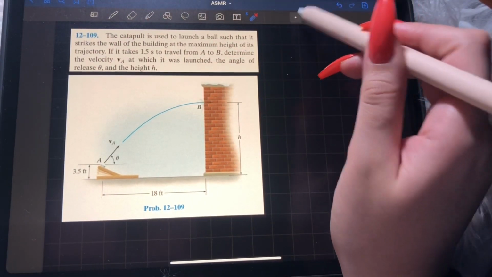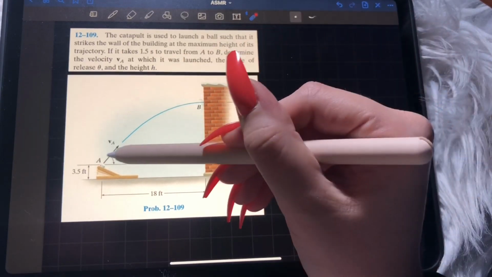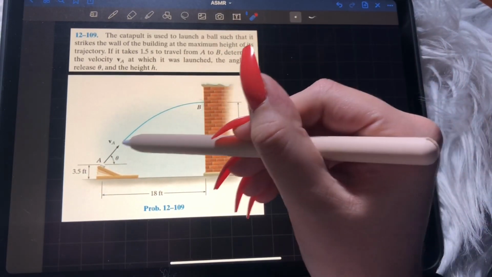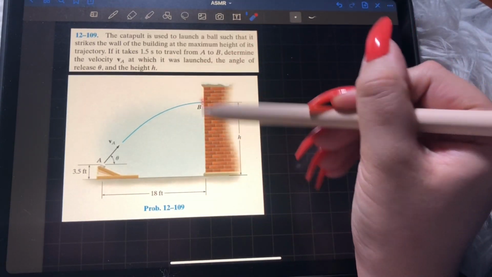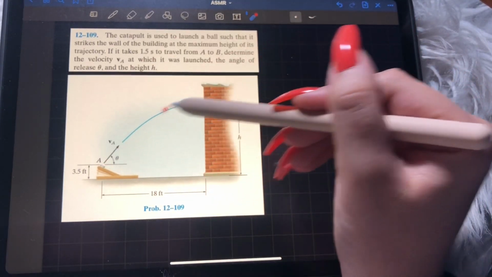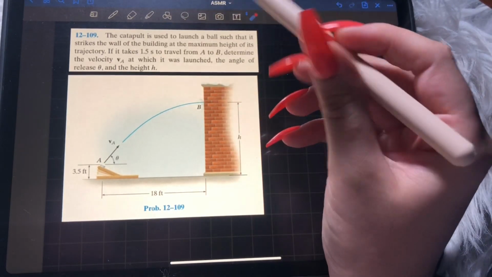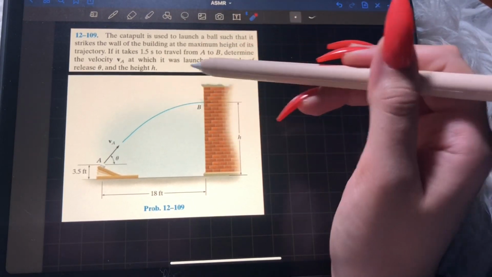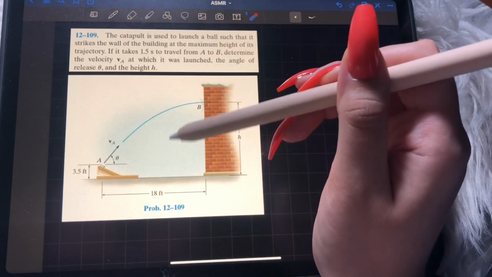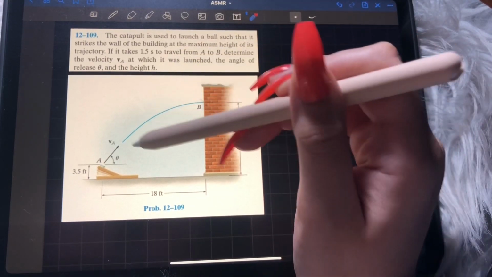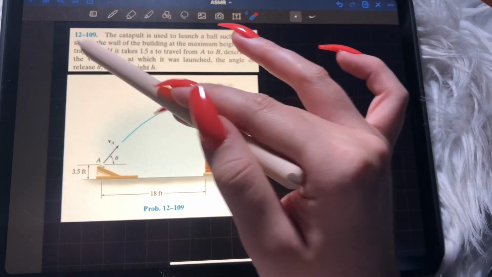I just want to also say that I know some people might not think this is engineering because it's very similar to physics, but engineering is physics in a way, but this is very much an engineering problem from an engineering textbook.